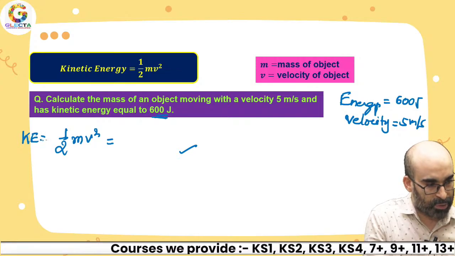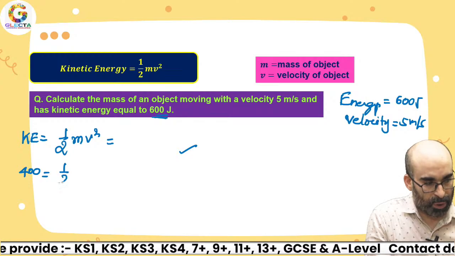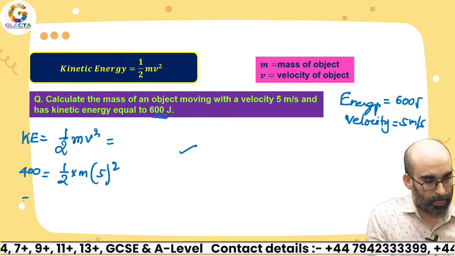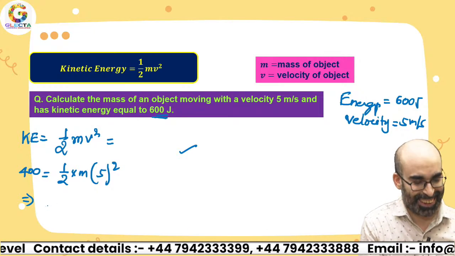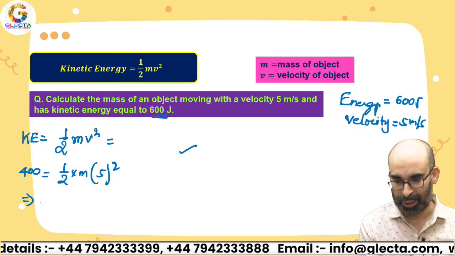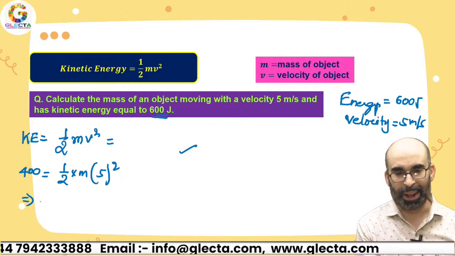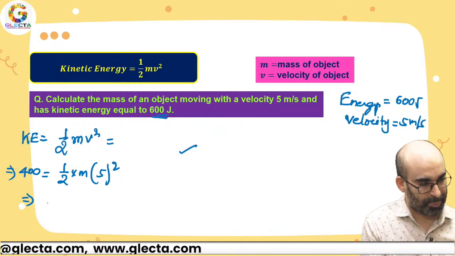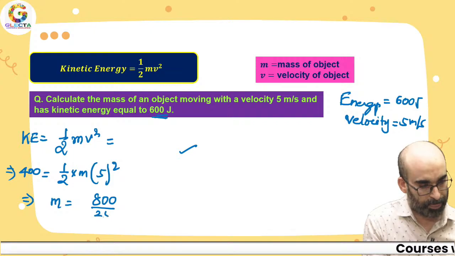Kinetic energy equals this, so you have 400 equals half times mass times 5 squared. Tell me what's the answer. Yes, very good, Michael, very good. Go ahead. Now you realized your mistake, get the correct answer. So this would be 800 over 25.